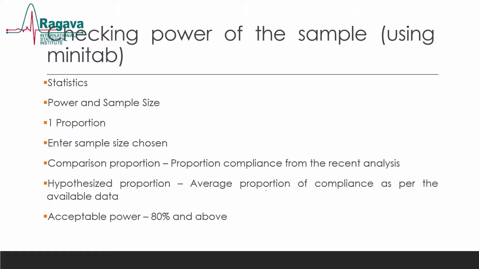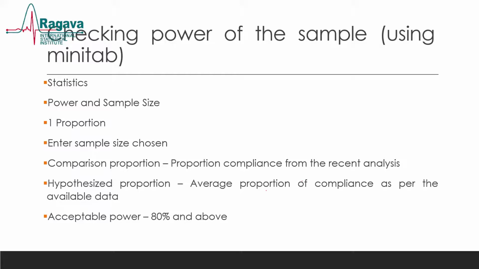So basically, the study that you have carried out recently, whatever percentage of compliance you have arrived at, whatever proportion. In the previous session I was talking to you about when you are doing a pilot study, and if you have seen that there is about 80% compliance with regards to a certain research question that you have looked into, then your comparison proportion will be 0.80. And the hypothesized proportion will be the average proportion of compliance as per the available data.